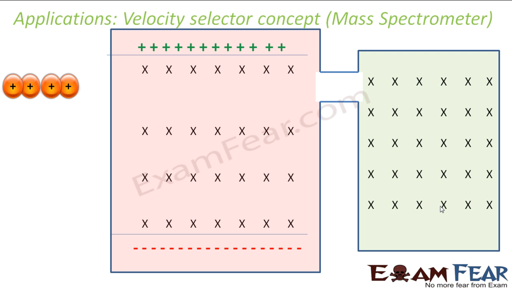Another important apparatus where the velocity selector concept has a useful advantage is the mass spectrometer. What is a mass spectrometer? You would have heard about the mass spectrometer in chemistry. It is used to calculate atomic masses. It is an instrument which calculates atomic masses. Now, how does it calculate the atomic masses of small or big particles? Even this works on a similar basis.